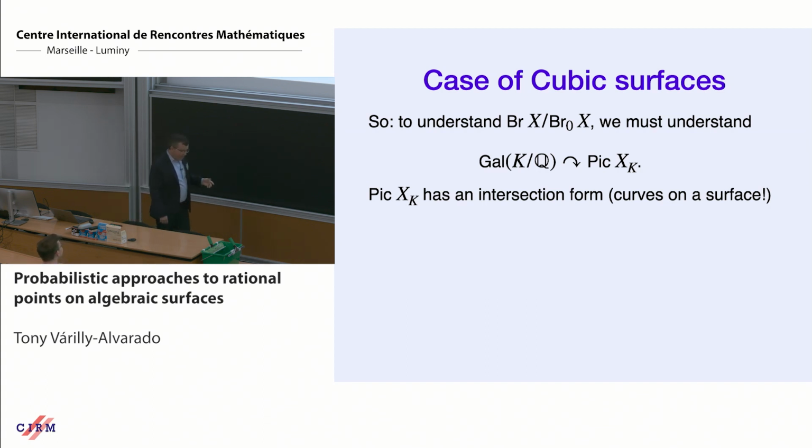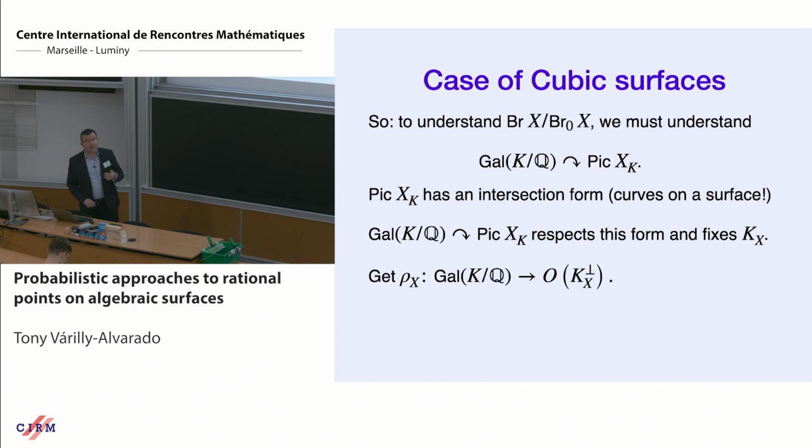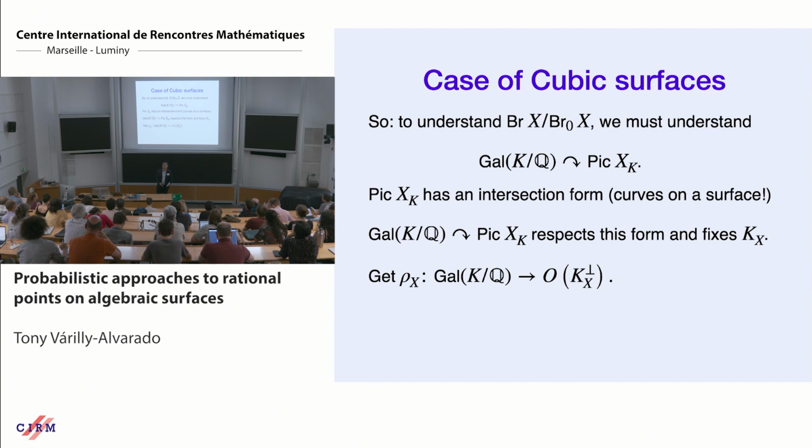The Picard group was a Z^7. It's an abelian group, but it's more than an abelian group. It has a bilinear form on it, coming from intersections of curves on your surface, so there's a nice intersection pairing. And this Galois action actually respects that intersection pairing, and it fixes the canonical class, because the canonical class is defined over the ground field. And so you really get an action on the orthogonal complement of the canonical class inside the Picard group. And the fact that you have to respect this bilinear form means that my Galois action is factoring through the orthogonal group of this lattice.